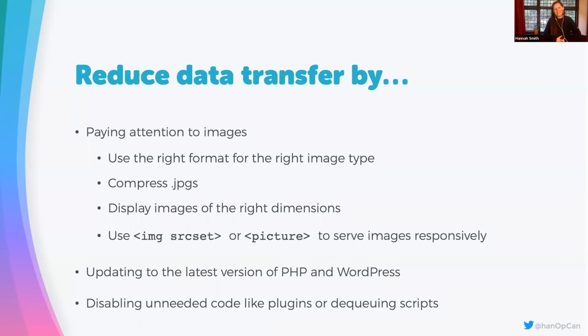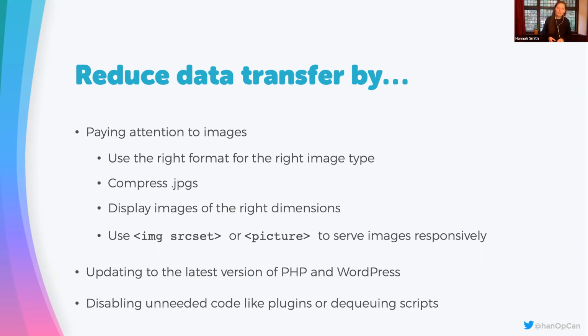So coming back to reducing data transfer, paying attention to images. If you don't have video, it'll be images that will be responsible for the most data transfer on the average web page. So use the right format for the right image type. I'm forever educating clients that JPEGs are really the best things for photos and not PNGs. You can do a lot of cool stuff to compress JPEGs. You can reduce their quality right down, and your eye can't tell the difference, but you can massively reduce the file size. Display images of the right dimensions, and we have some fantastic HTML tags like image source set or the picture tag, which you can use to serve images responsively.